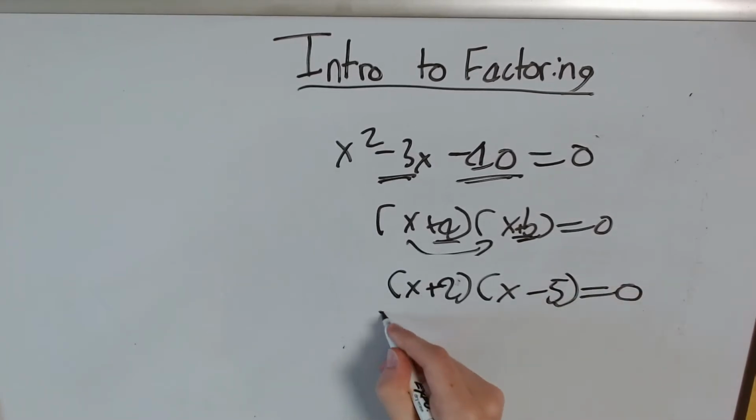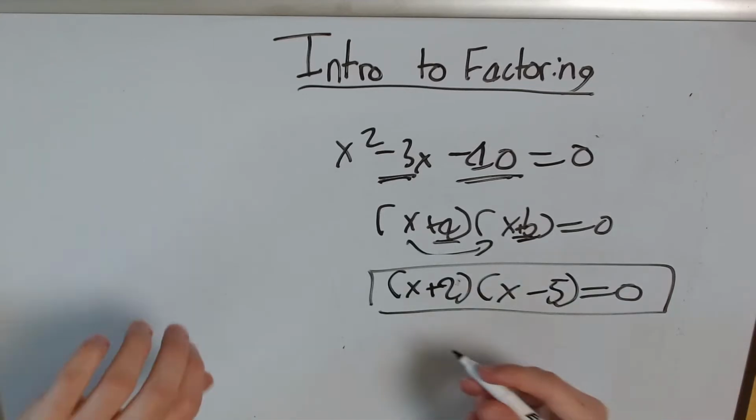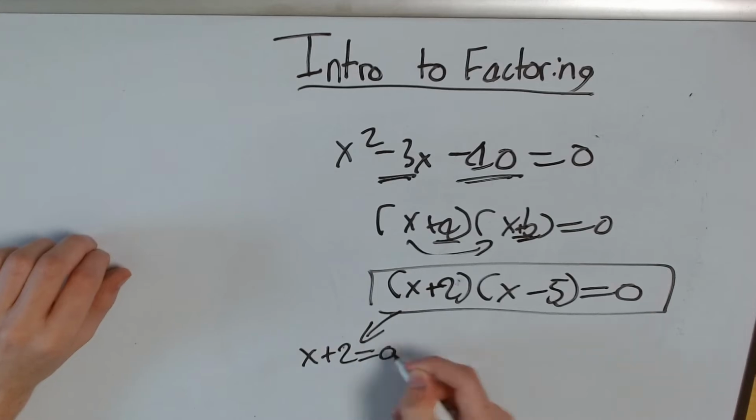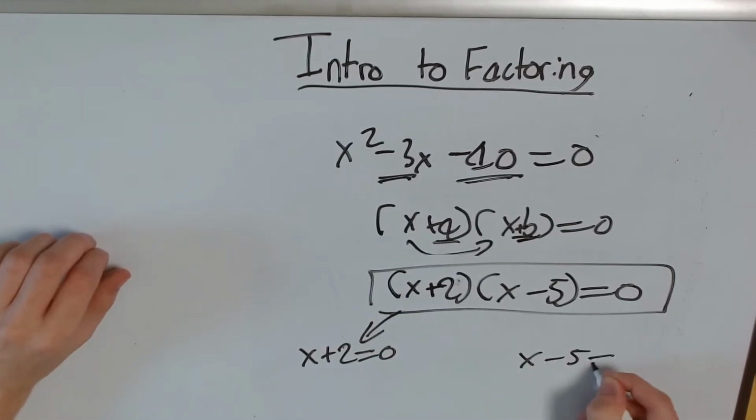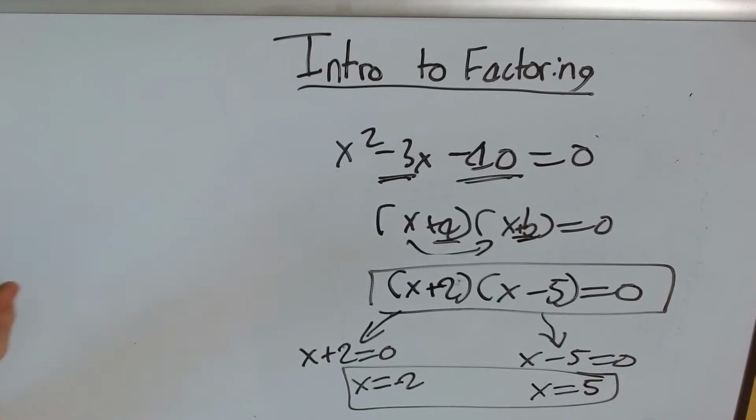And so my factored form is x plus 2, x minus 5. Then we would go from here and say x plus 2 equals 0, x minus 5 equals 0, solve for x equals negative 2, and 5. And those are our solutions to our equations.